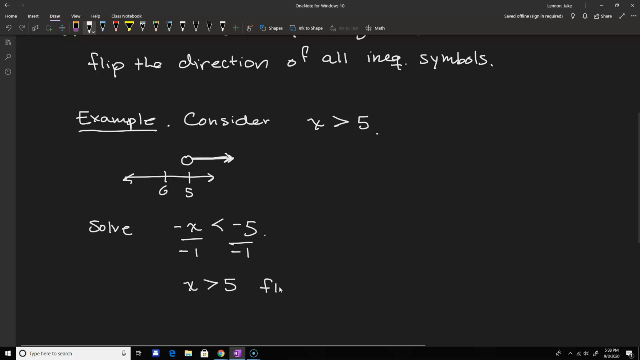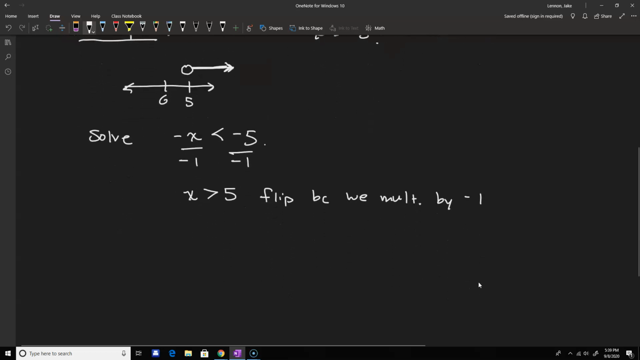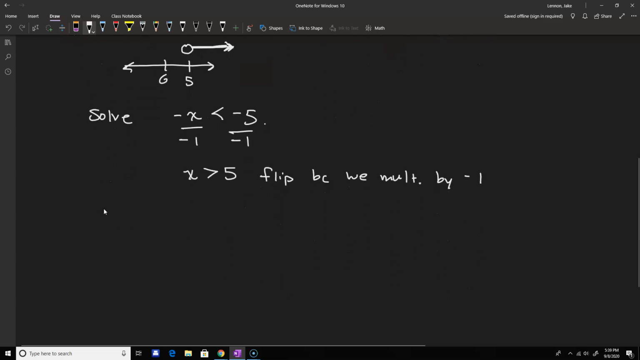So we flip because we multiply by negative 1, or we divide by negative 1. Multiplication and division by negative 1 is the same thing. But alternatively, you could solve this just using addition to show that we get the same result. Alternatively, this problem could be solved in 2 steps with addition.